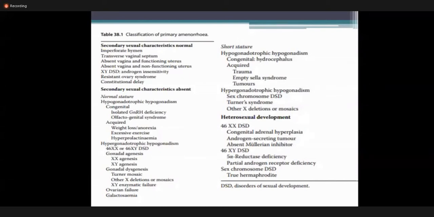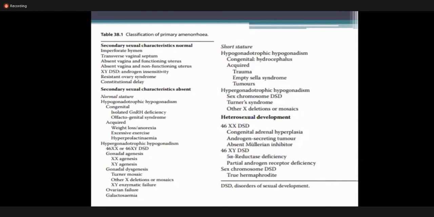That is, there is congenital isolated GnRH deficiency, or there may be a syndrome which is called the olfactogenital syndrome. Or this absence of production of GnRH may be associated with certain acquired conditions like excessive weight loss, like anorexia nervosa. Girls don't eat, they don't have adequate weight gain, and their hypothalamus does not function properly to produce the gonadotropin releasing hormones. There may be hyperprolactinemia, which may be associated with absence of secondary sexual characteristics because of GnRH deficiency.